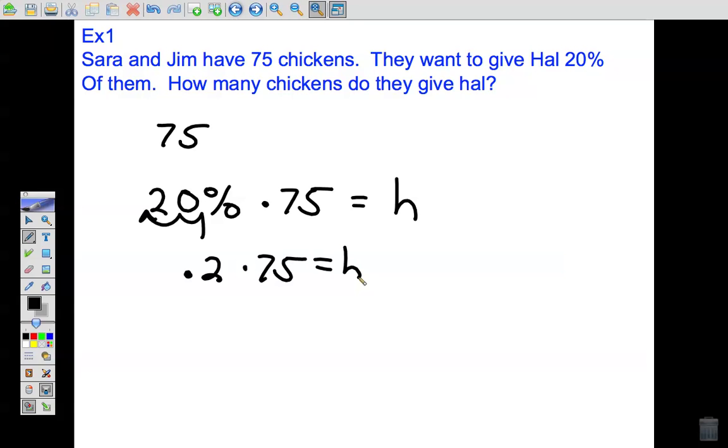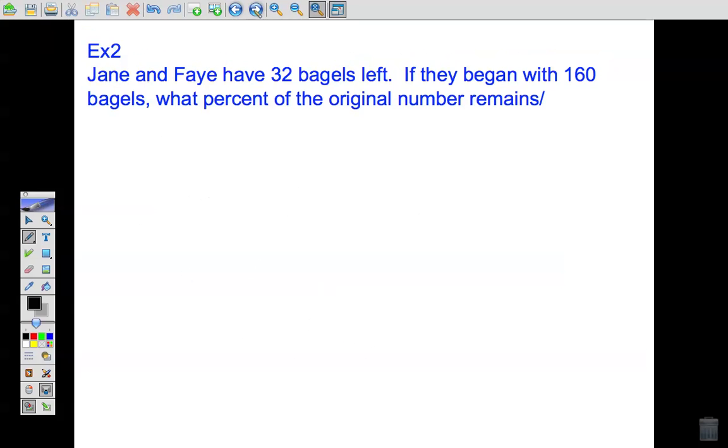And to calculate how many chickens they're going to give Hal, we're going to take the 75 times 0.2, and it looks like we have 15. So 15 chickens is how many they would give Hal. All right, let's take a look at example 2 now. Pause it and write that one down.